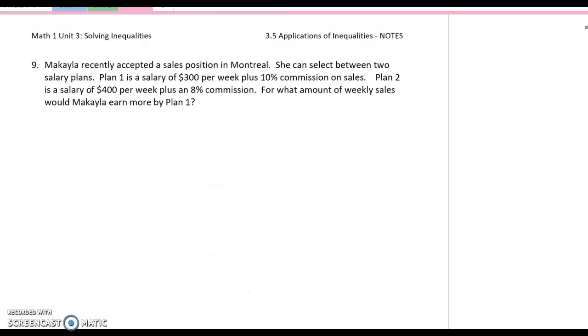All right, so Michaela accepted a sales position in Montreal. She can select between two salary plans. Plan 1 is a salary of $300 per week plus 10% commission on sales. Plan 2, she's going to get paid $400 per week, but only make an additional 8% commission on the sales. For what amount of weekly sales would Michaela earn more by Plan 1? Since we're looking for the amount of weekly sales, X is going to represent that.